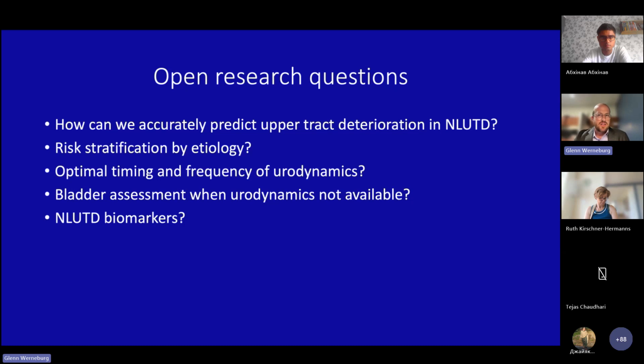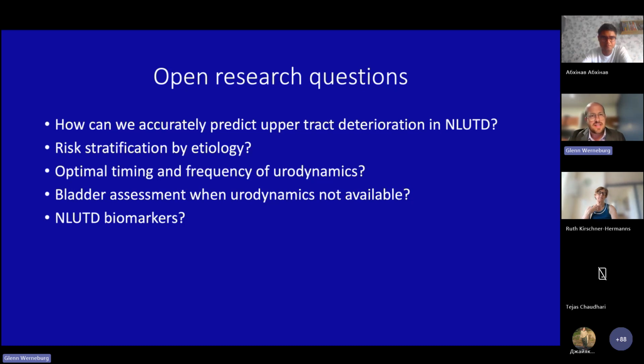There are some open research questions in the field. Hopefully some of you are interested in it. I think it's a very exciting field to be a part of. These are based on what I've discussed with you today. There are multiple open questions that we don't yet know the answers to, some of which are, how can we accurately predict upper tract deterioration? And I mean this in a much more precise way than I've shared with you today. You probably suspect that not all patients in the moderate risk group are the same, and you'd be correct.